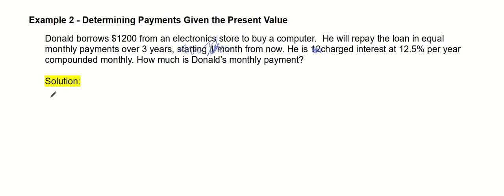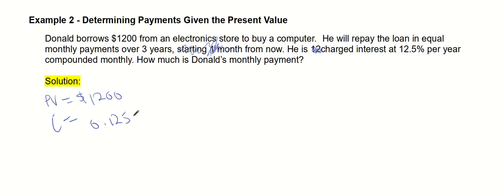Again, I can tell right away this is going to be a future payment because you're borrowing money. It's basically a loan. And those are future payment problems when you're borrowing money. So we have PV, which is 1,200. And then we have the interest, which is 0.125. And this is per year, but we have to convert it into monthly because it's compounded monthly.